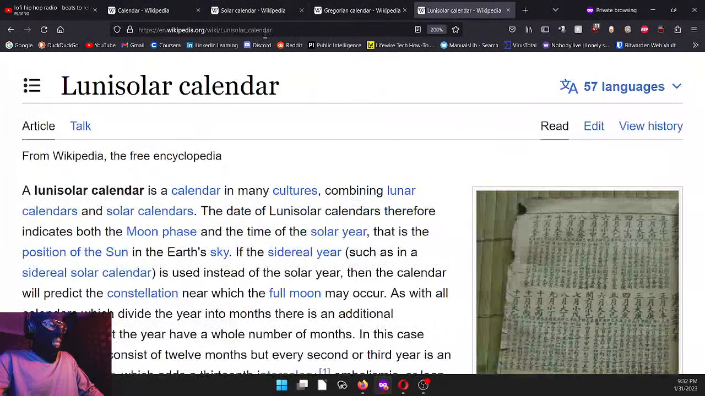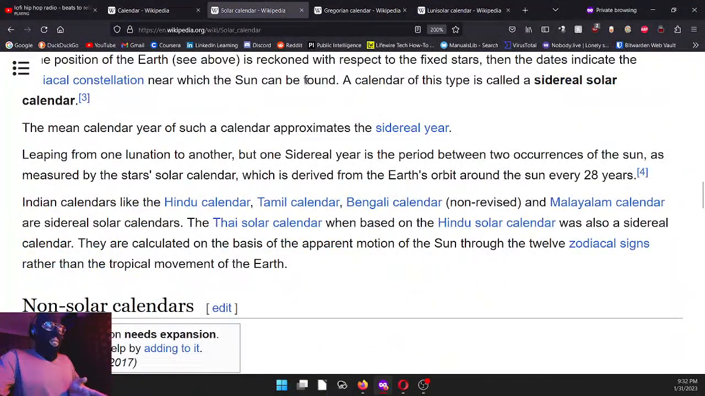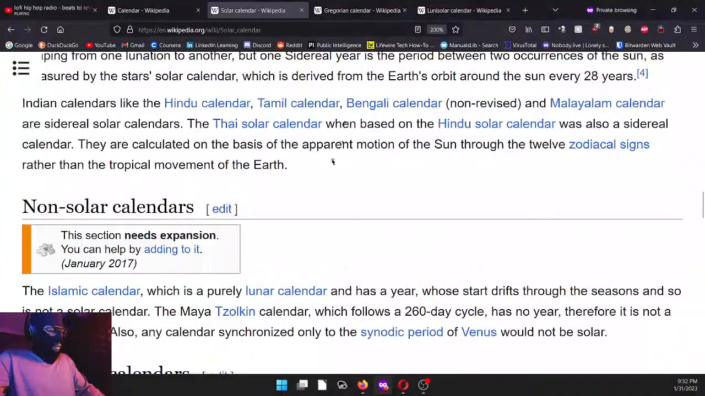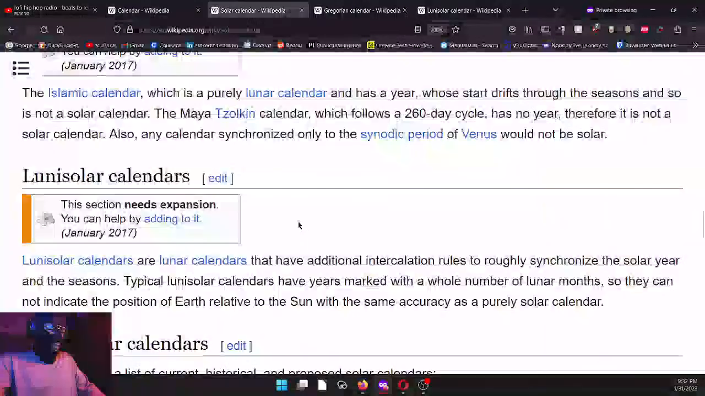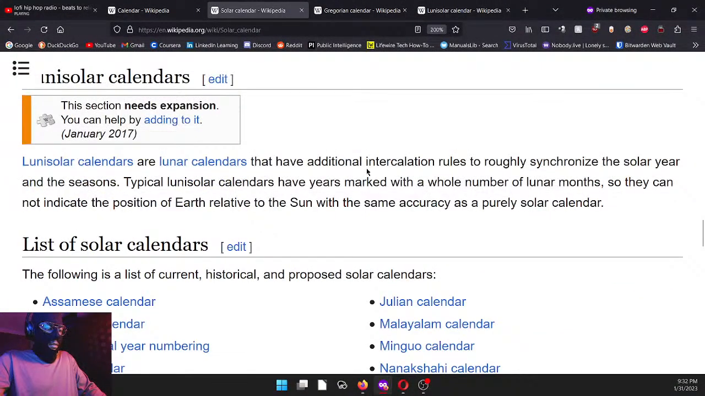I'm just a bit confused when it comes to the lunar solar calendar. Does it follow mainly the moon or the sun? You have the non-solar calendars like the Islamic calendar, which is a purely lunar calendar and has a year whose start drifts through the seasons, and so is not a solar calendar. I mean, one of the big reasons is learning the position of where you're supposed to pray. There's that. Okay. And lunar solar calendars have additional intercalation rules that roughly synchronize the solar year and the seasons.